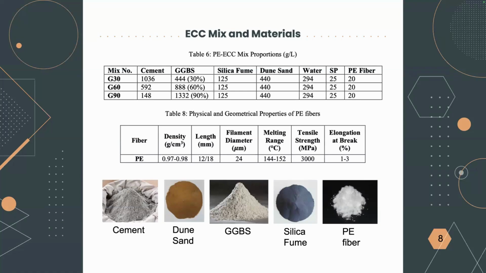Now, as you can see, this type of fiber has great tensile strength of 3,000 megapascal. I want you to imagine that conventional concrete can have like 1 megapascal in tensile strength. So this is 3,000 times greater than the conventional concrete. That's why we are including fibers as a tensile reinforcement in concrete. And these are the materials we are using here: cement, dune sand, GGBS, silica fume, and polyethylene fiber.